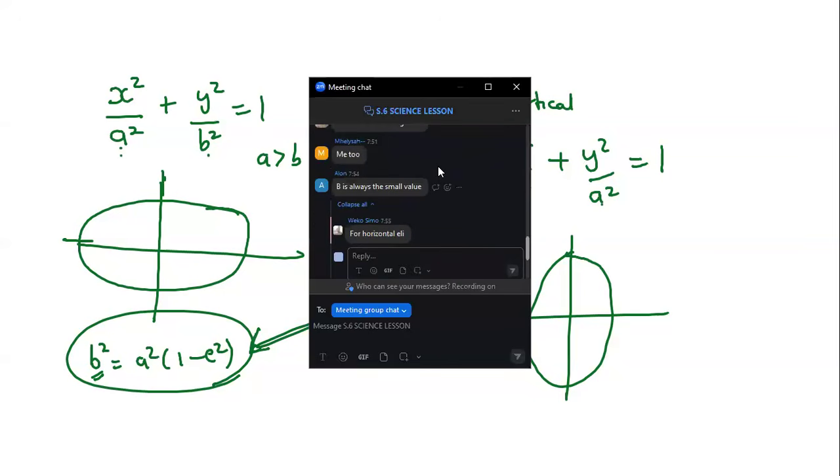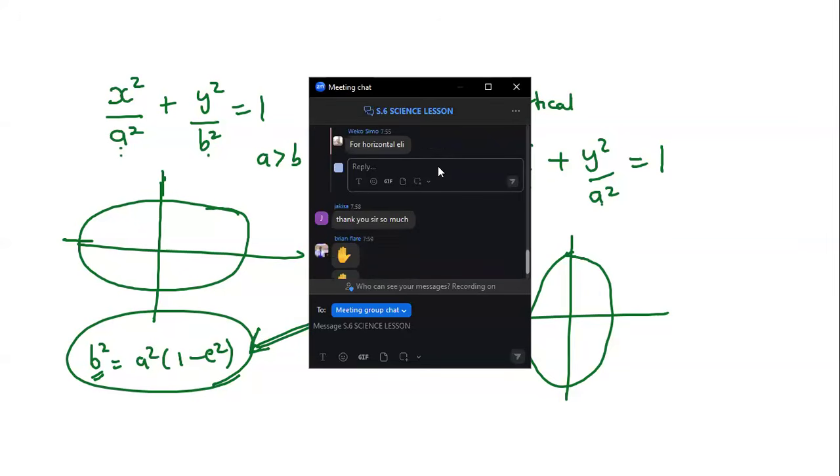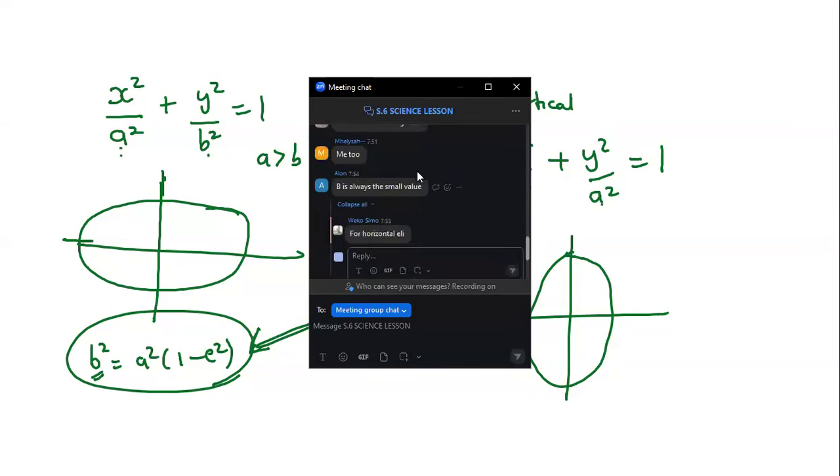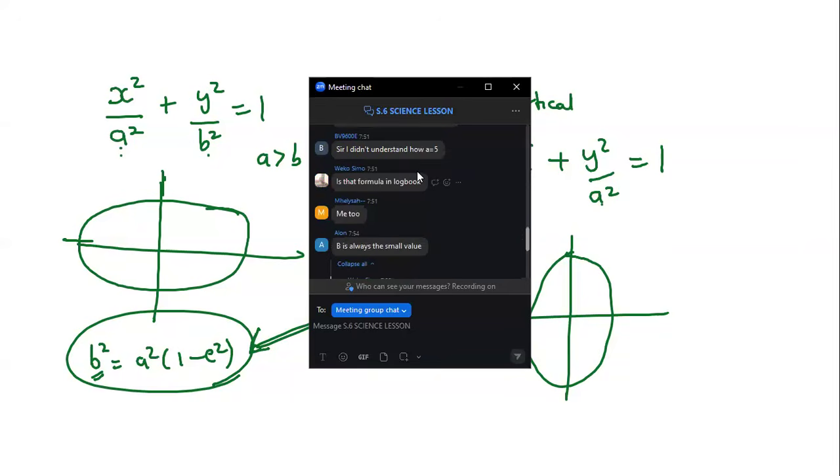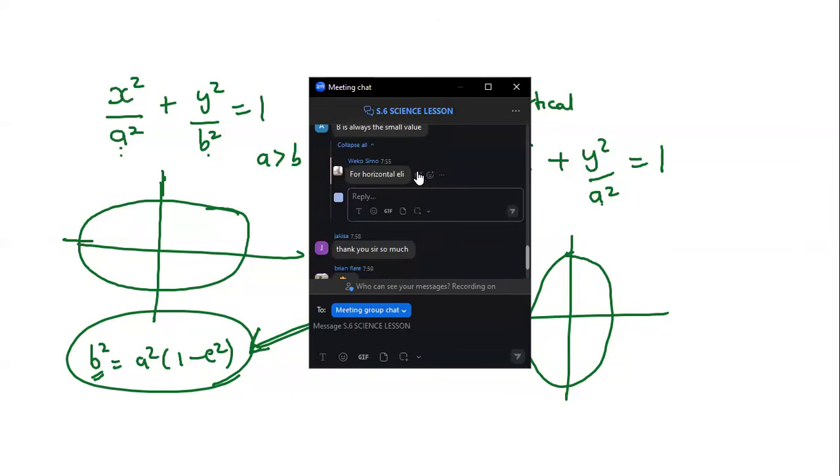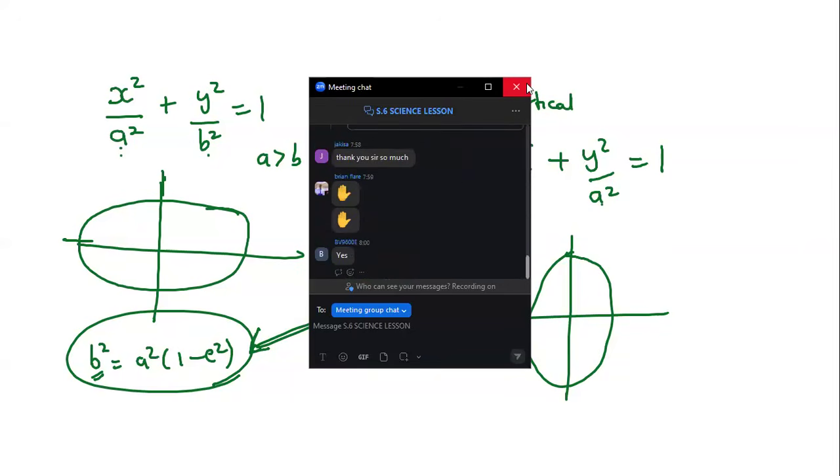Okay. Hope it is now clear. Let me know through the chat whether it is clear now on eccentricity. Okay, it is clear now.